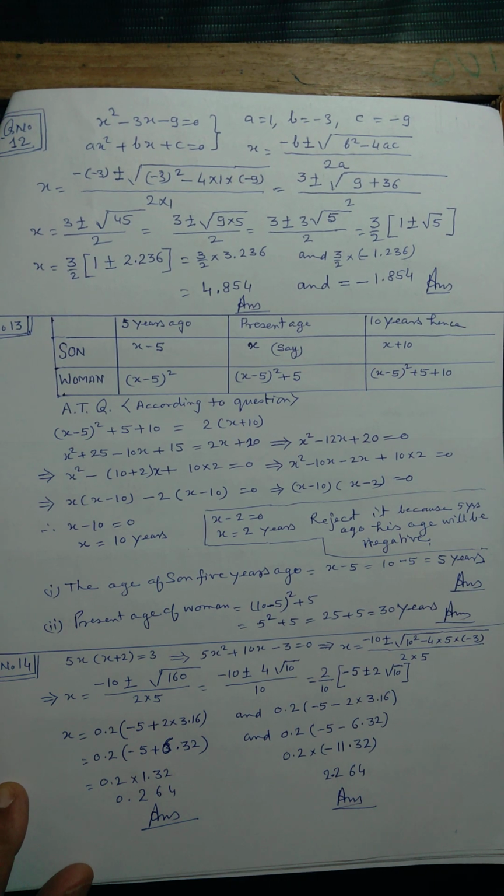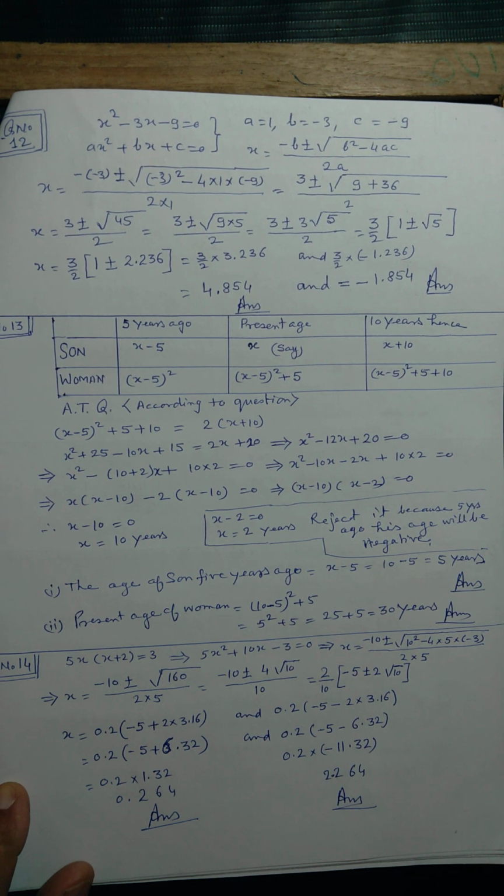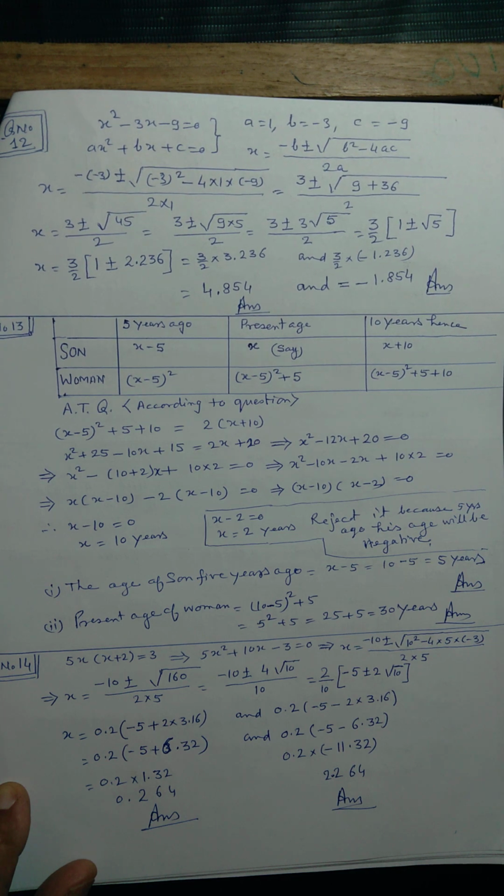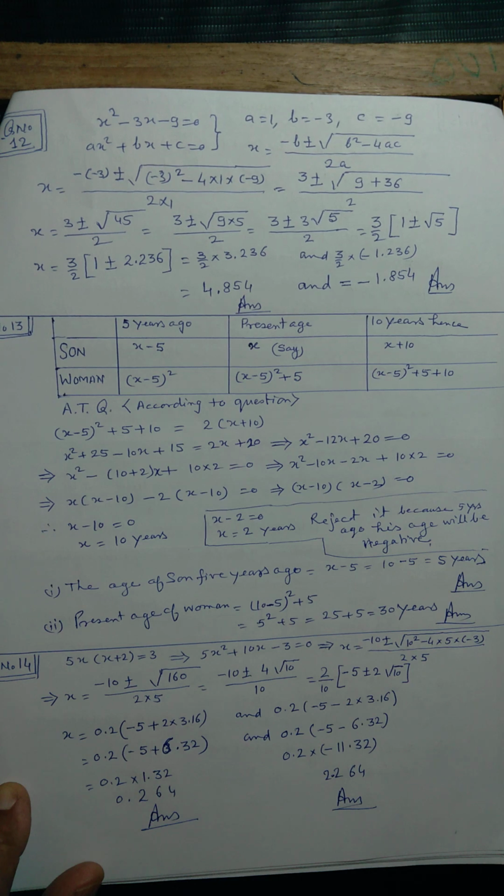Let us start question number 12 of Self-Evaluation and Revision Chapter 5. Question number 12 is like this. Solve the following quadratic equation of x for x and give your answer correct to 2 decimal places. The question is x square minus 3x minus 9 equal to 0.